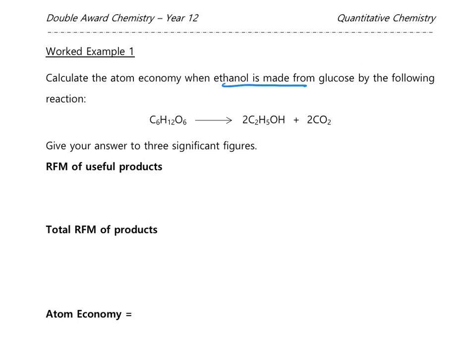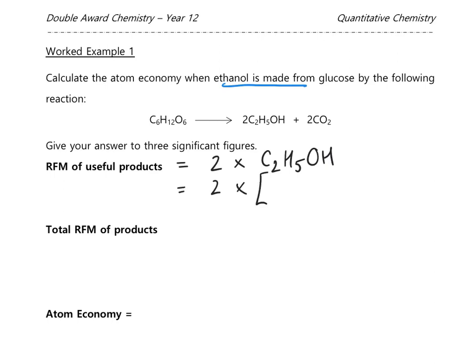So the RFM of your useful product, first of all. My useful product is ethanol, but how many ethanols do I have? 2. So I actually need to multiply it by 2. So I'm going to write in here, my useful product is 2 times C2H5OH. I'm going to keep the 2 out of it for now, because normally we don't include balancing numbers with RFM. So I'll keep that on the outside and I'll do my working out on the inside of this.